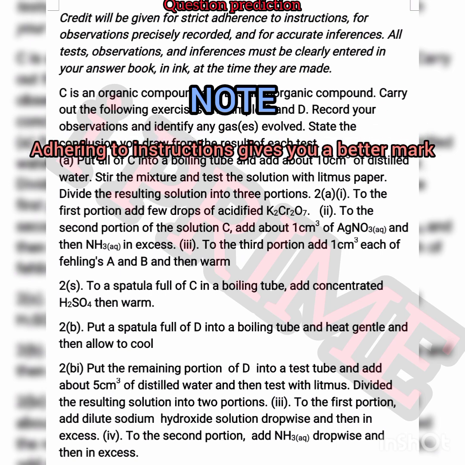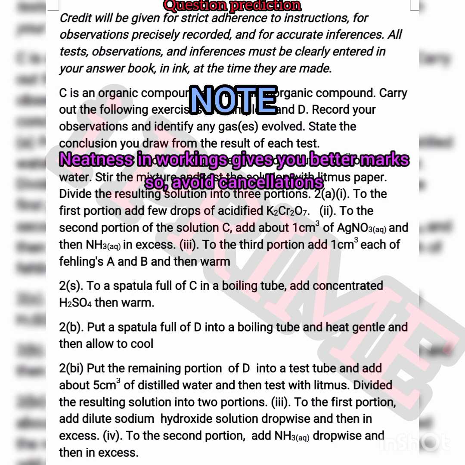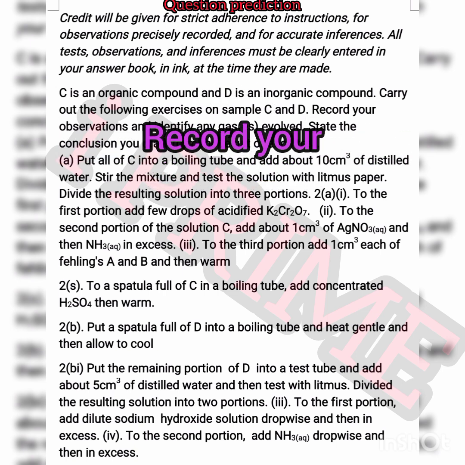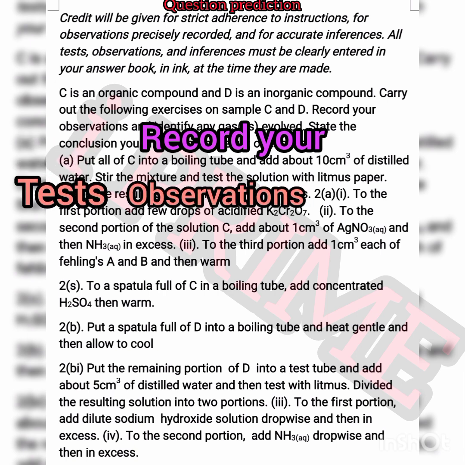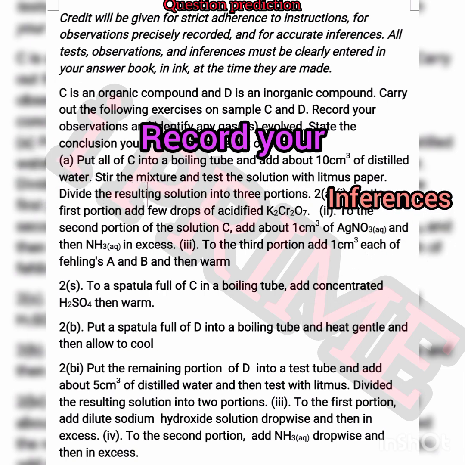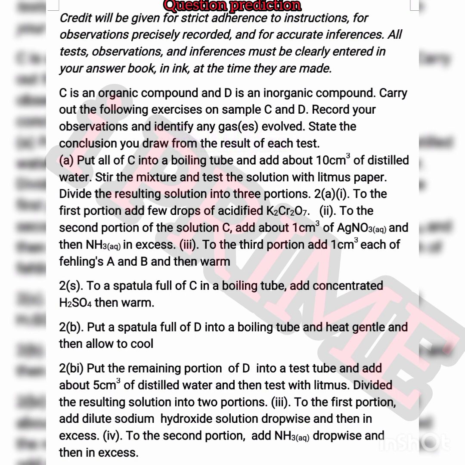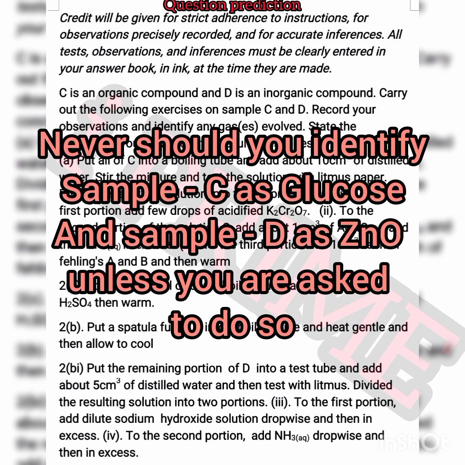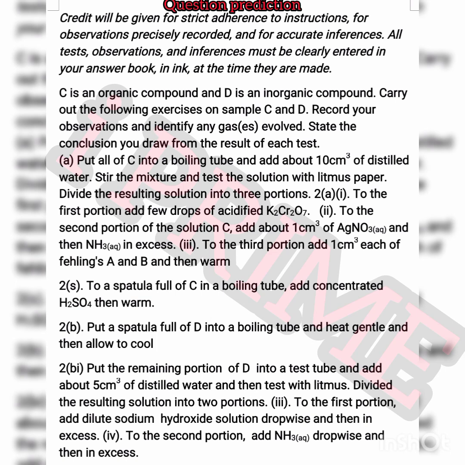We have credit to be given for strict adherence to instructions, for observations precisely recorded, and for accurate inferences. All tests, observations, and inferences must be clearly entered in your answer book in ink at the time they are made. This implies that as you are taking your test, immediately record what the test is asking you to do and the observation drawn from it, as well as the inference that's made.